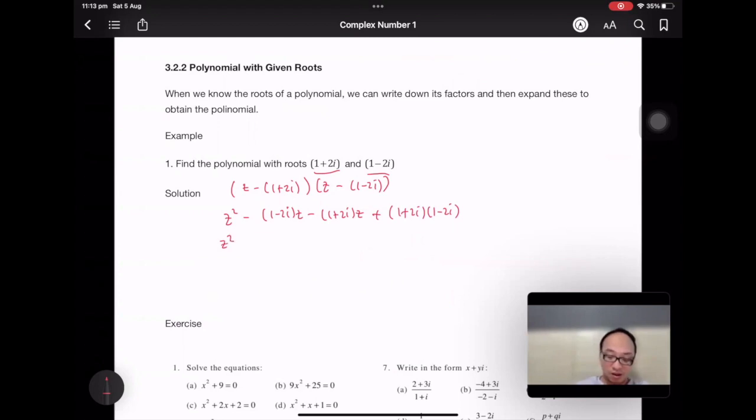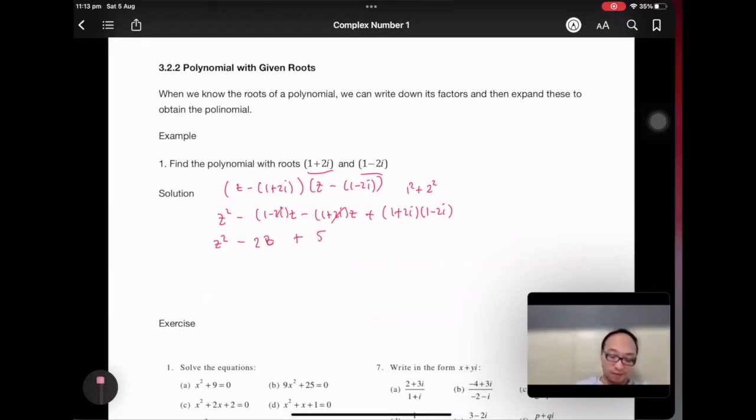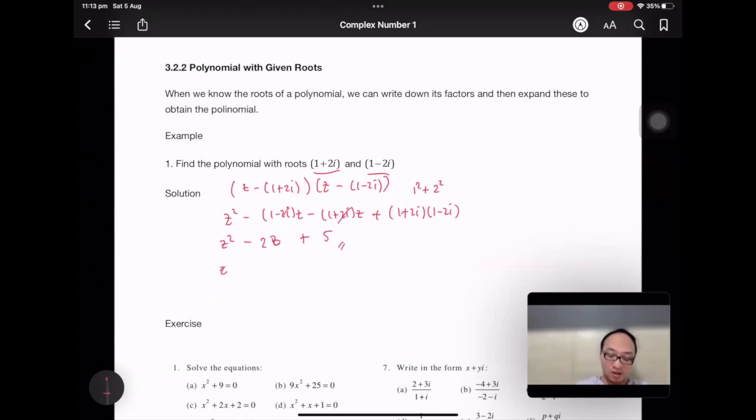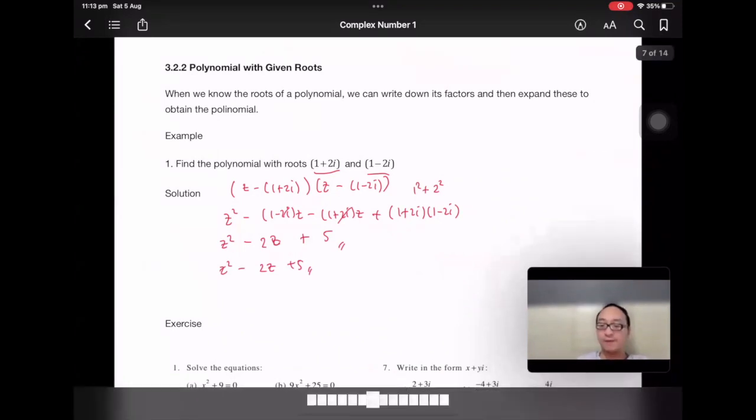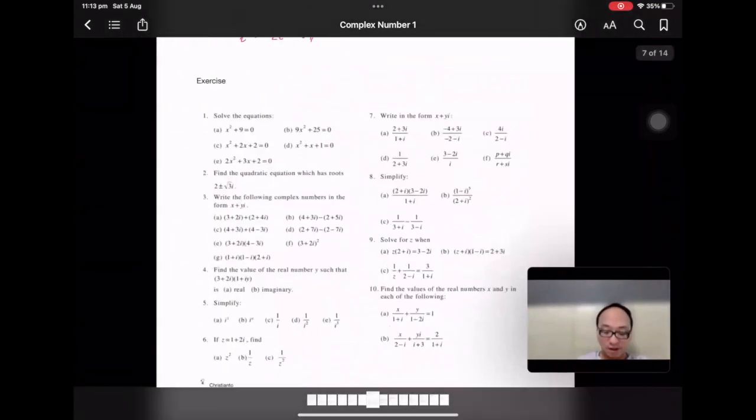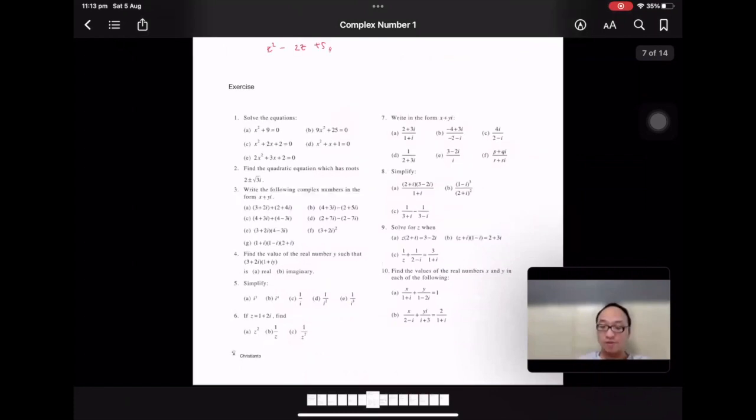So it equals z squared minus z minus z minus 2iz plus 2iz. So we cancel these. And then this becomes 1 squared plus 2 squared, so plus 5. So this is the final answer: z squared minus 2z plus 5. This is the exercise you can try for your own practice.